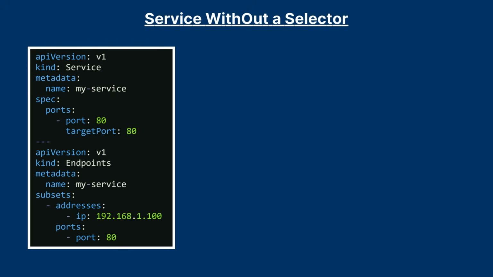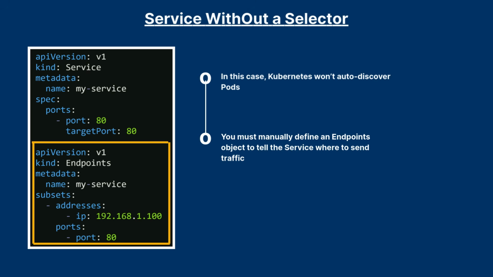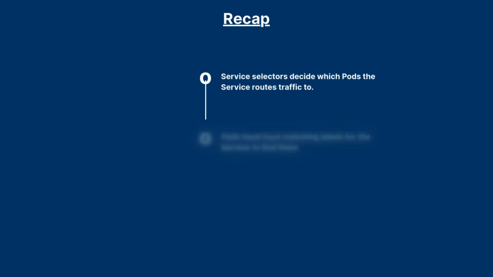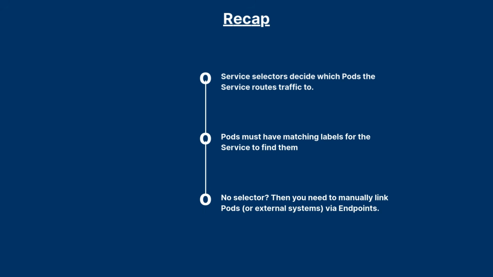Now, what if there's no selector? Well, you can also create a service without a selector. In this case, Kubernetes won't auto-discover pods. You must manually define an endpoint object to tell the service where to send the traffic. This is especially useful when pointing to an external service outside the cluster. Let's have a quick recap. Service selectors decide which pods the service routes traffic to. Pods must have matching labels for the service to find them. If there's no selector, then you need to manually link pods or external systems via endpoints.